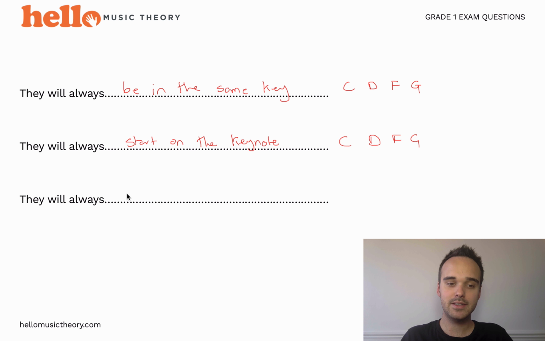And the last thing is that they'll either be harmonic or melodic intervals. There won't ever be both. So it's really important to work out which one it is and make sure that you're not, in the second type of question, doing the wrong type of interval. So it will always be harmonic or melodic.